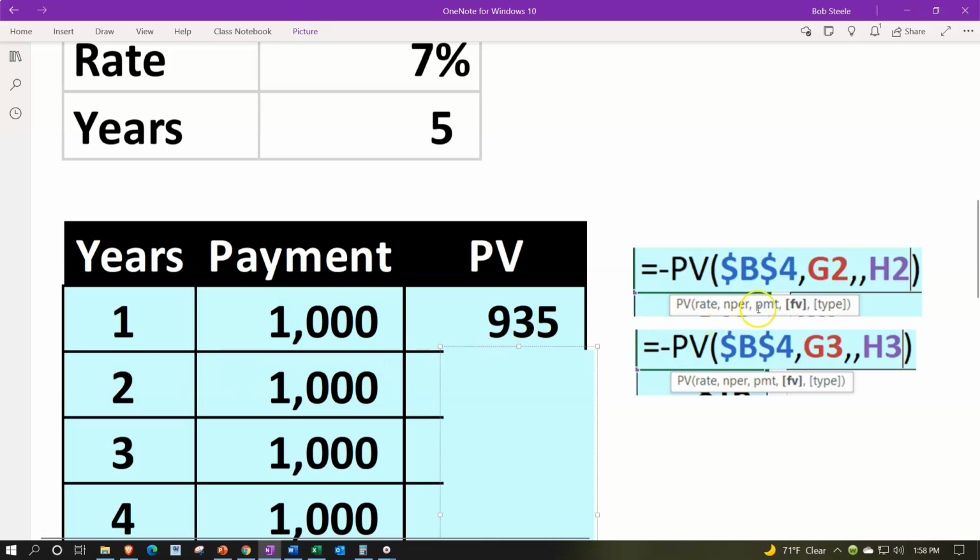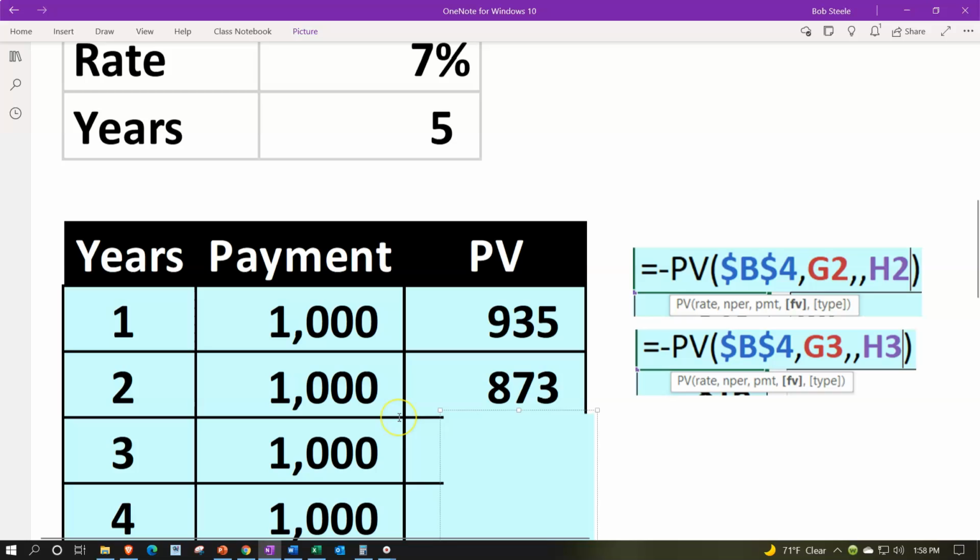And then we have the comma. We have no payment because this is not an annuity calculation. We're doing present value of 1 5 times. So 2 commas to get to the future value, which is referring to that 1,000 here, which will then copy down as well when we copy the formula down.